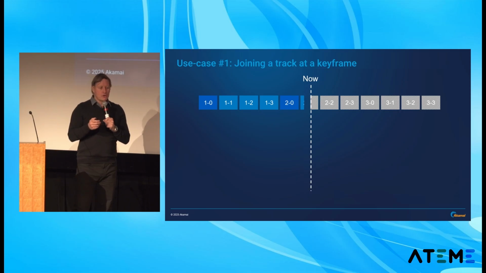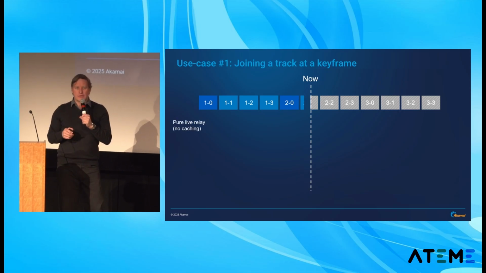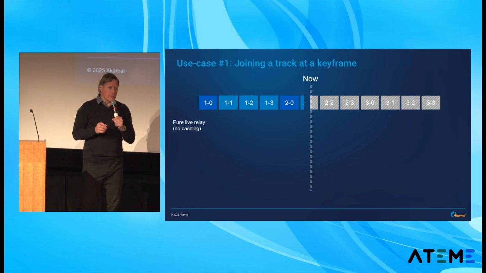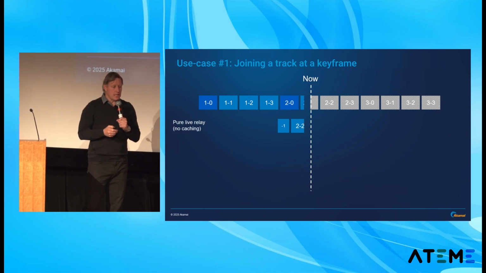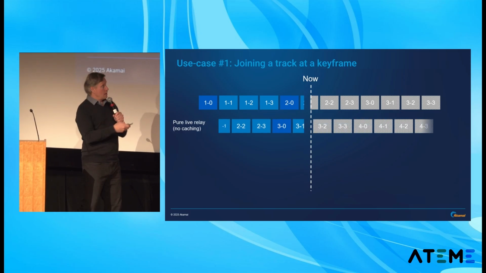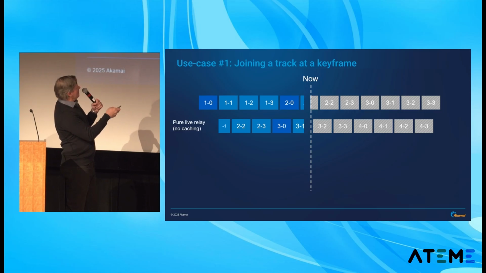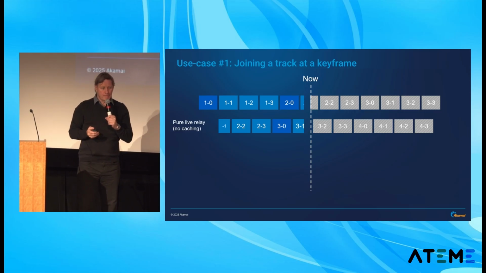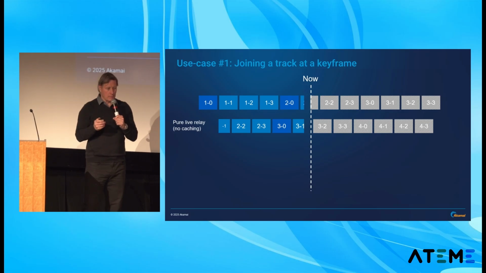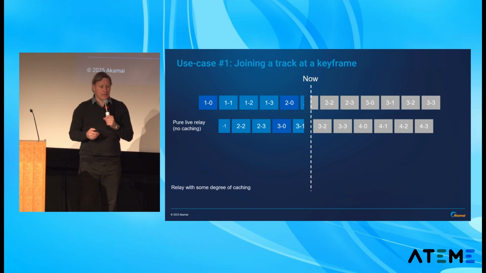So if I want to join this track and I'm a pure live relay, I have no caching. In other words, I look very much like a multicast router, right? I can only give you stuff that I have instantly or stuff in the future. Then as a subscriber, what I'm going to get is I'm going to get the remainder of that little block. It's going to come, and then I'm going to get everything that's in the future. That's what I will receive when I subscribe to this track at a keyframe.